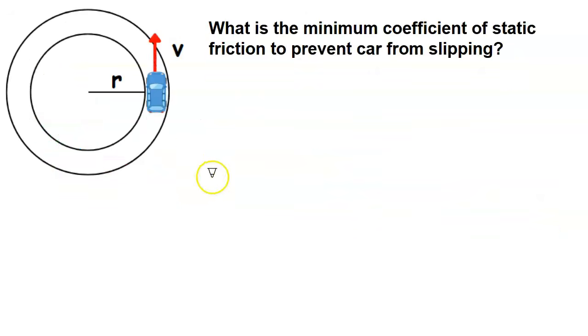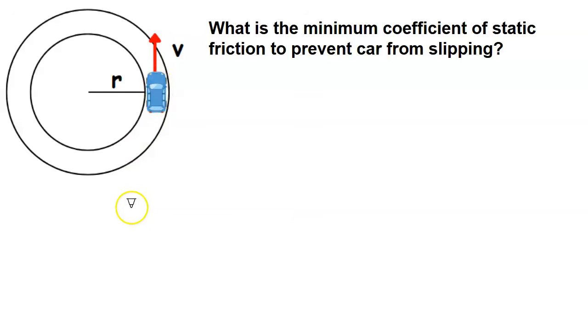Now let's take a look at a circular motion problem, where a car is going in a circular path. The question is, what is the minimum coefficient of static friction to prevent the car from slipping? If there's no static friction, then this car is going to keep on going in a straight line. But because there is friction, this car is able to go around this turn here.